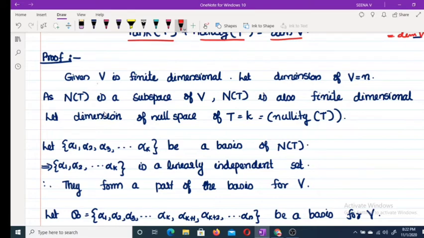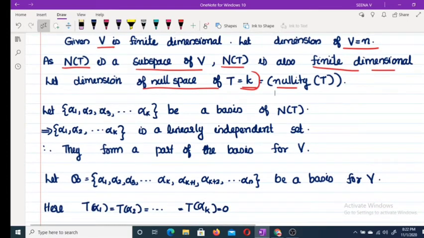Given that V is finite dimensional, okay, let the dimension of V equal n. Clear? Given V is finite dimensional, and suppose dimension of V equals n. Now we know that N of T, the null space of T, is a subspace of V. Okay, therefore N of T is also finite dimensional because V is finite dimensional. Okay, let the dimension of null space of T be k. You have to remember this thing. Okay, all other things will automatically happen. Okay, dimension of null space of T equals k. That is, nullity of T equals k.